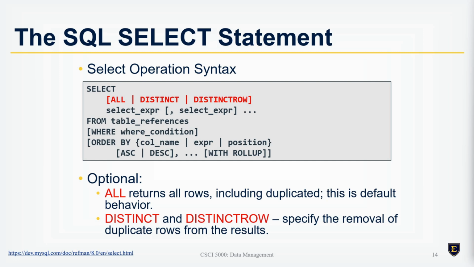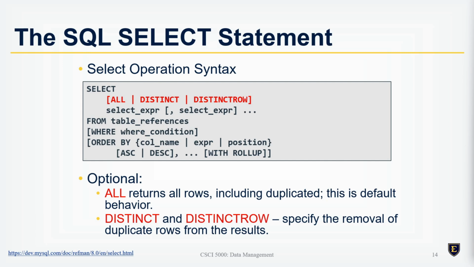That's the default behavior. Distinct and distinct row are actually the same thing, and they specify that the result set should not have duplicate rows when it is output to you. And you'll see several uses for that. It's pretty important to see that.